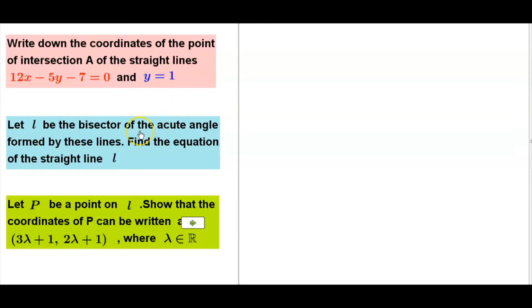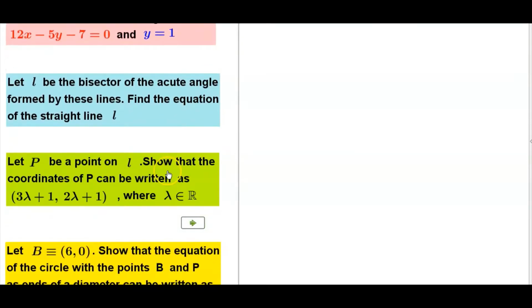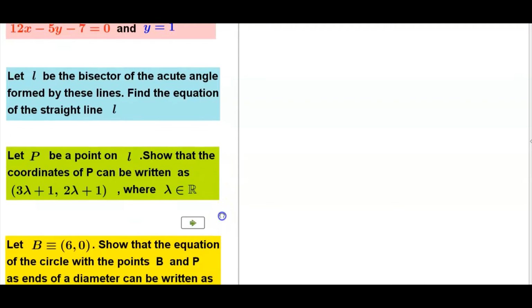Let L be the bisector of the acute angle formed by these lines. Find the equation of the straight line L. Let P be a point on L. Show that the coordinates of P can be written as 3 lambda plus 1, 2 lambda plus 1, where lambda belongs to the real numbers.